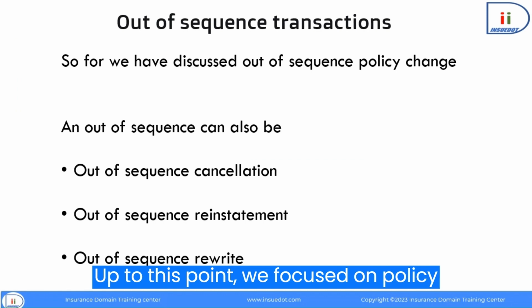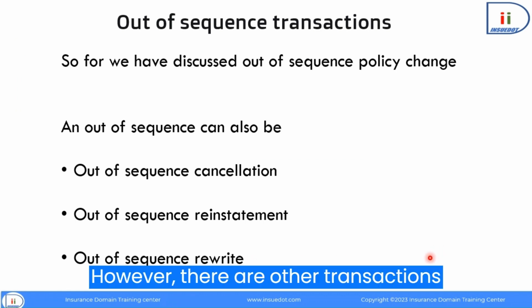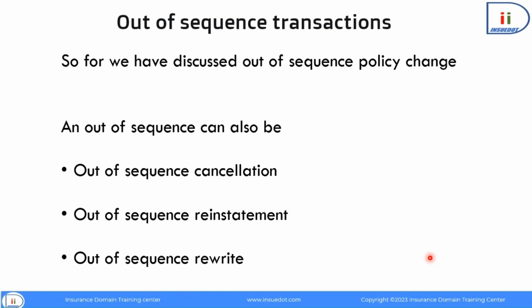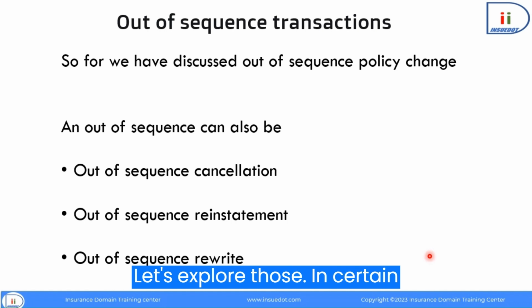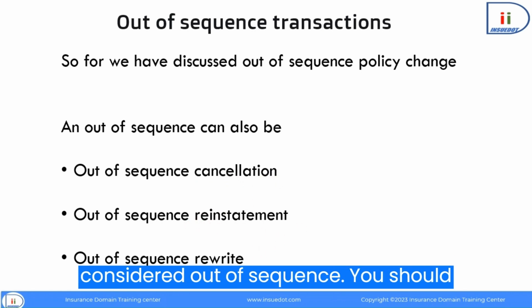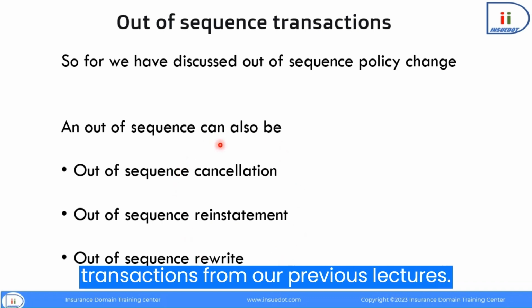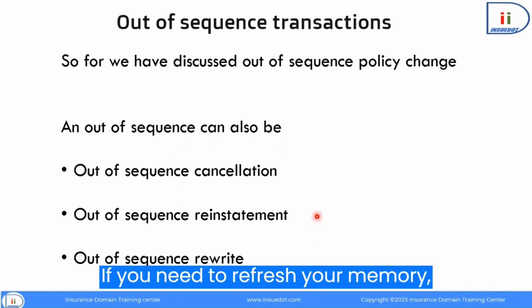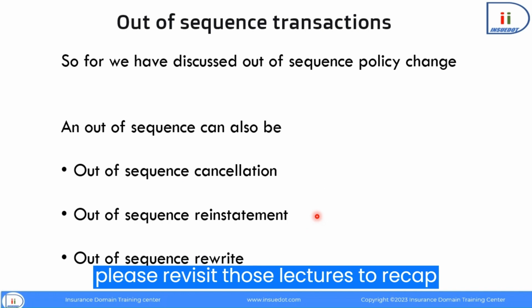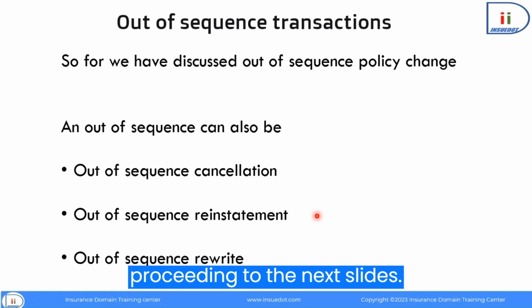Up to this point, we've focused on policy changes in out-of-sequence scenarios. However, there are other transactions that can also be out of sequence. Let's explore those. In certain scenarios, a cancellation, a reinstatement, or a rewrite can be considered out of sequence. You should already be familiar with these transactions from our previous lectures. If you need to refresh your memory, please revisit those lectures to recap and gain a better understanding before proceeding to the next slides.